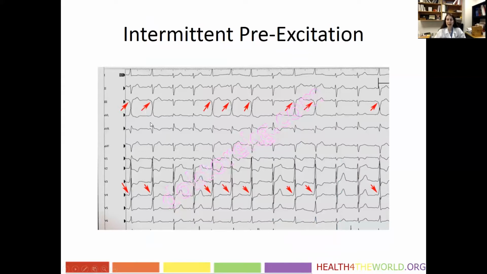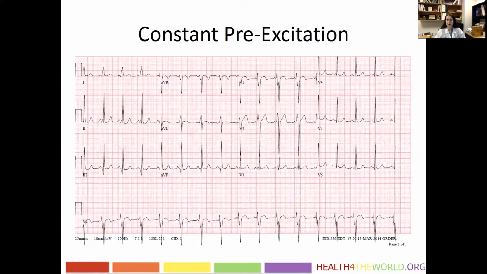So this is an example of a patient with an intermittent pre-excitation on their baseline EKG, and you can see how some complexes are wide complex and others are narrow complex, short RP, normal RP. And this is the condition that we said that in an asymptomatic patient could be benign.